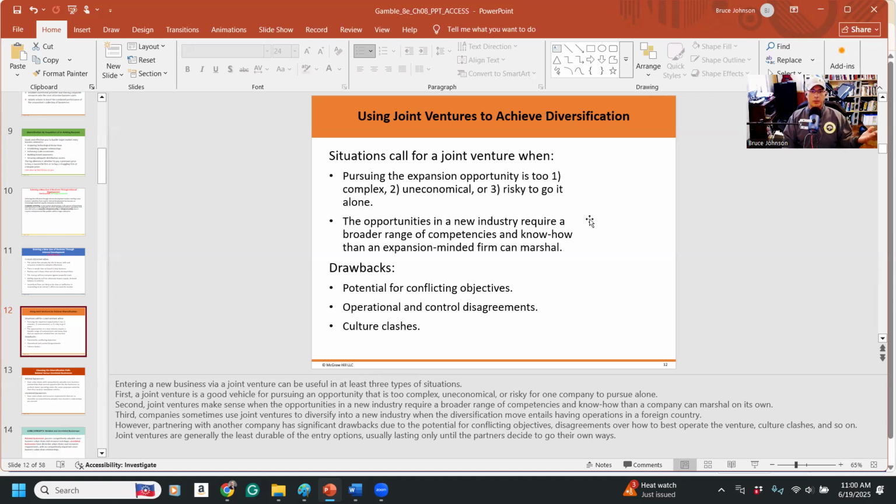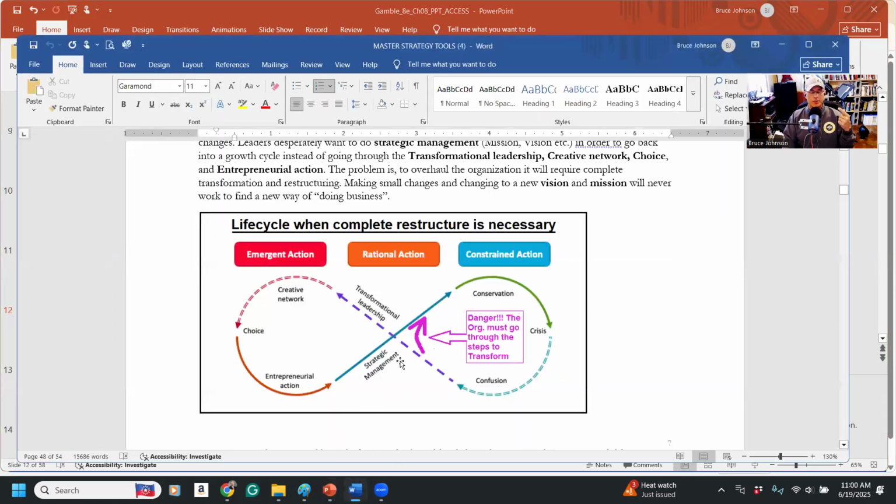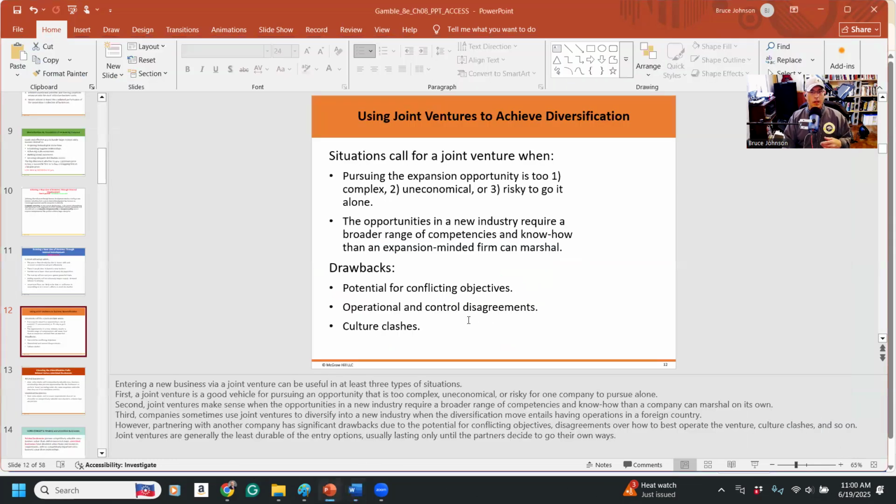Another thing to note is the opportunities in a new industry require a broader range of competencies and know-how than an expansion-minded firm can marshal. Again, go back to the mental diagram on the master strategy and tools. There's a lot going on here and a lot of information required to do this. Starting a company or starting a venture like this, the learning curve is huge, especially the less you know about something.